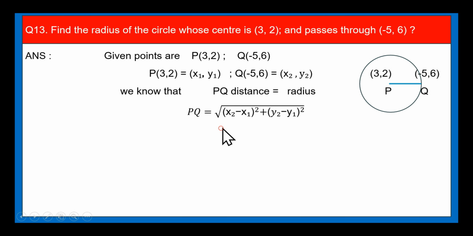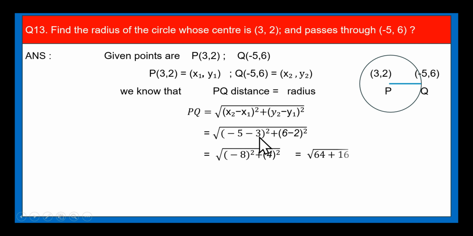Good. Now, x2 minus x1, x2 value is minus 5, minus x1 means minus 3, minus 5 minus 3 whole square plus (y2 minus y1) whole square. y2 value is 6 and y1 value is 2. Therefore, y2 minus y1 means 6 minus 2, (6 minus 2) whole square. Now, minus 5 minus 3 is minus 8 whole square plus 6 minus 2 is 4 whole square. Minus 8 whole square means minus into minus is plus, 8 8s are 64, plus 4 square, 16, and 64 plus 16 is equal to root over 80.